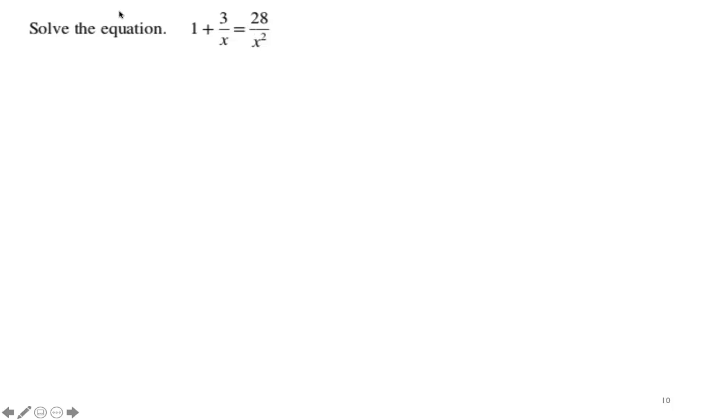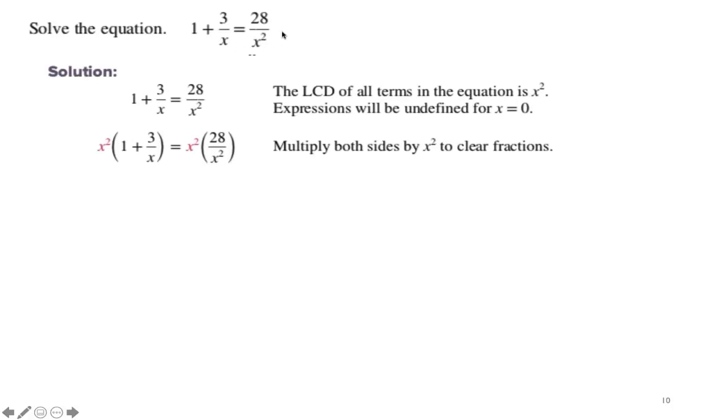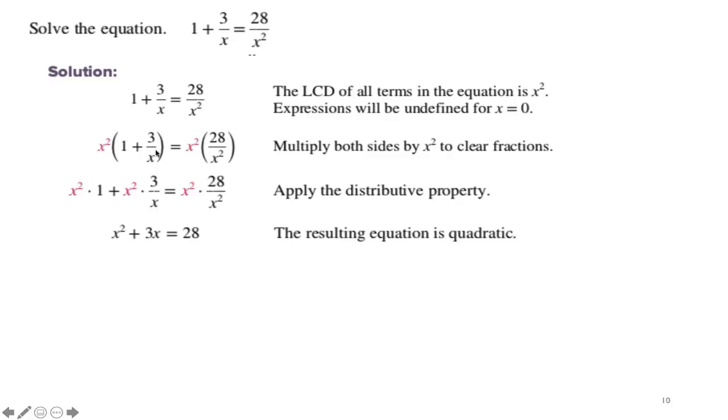Okay, what's the LCD for this one? Well, there's a 1 here, there's an x, there's an x squared, so x squared is a multiple of everything, and this is the smallest multiple, so we use that as the LCD. So multiply everything by x squared, so we have that x squared times 1 is x squared. Times this, again we have some cancellation, x times x gives you x, and then x times 3 is 3x, and then on this side the x squared cancels with x squared, so we have 28.